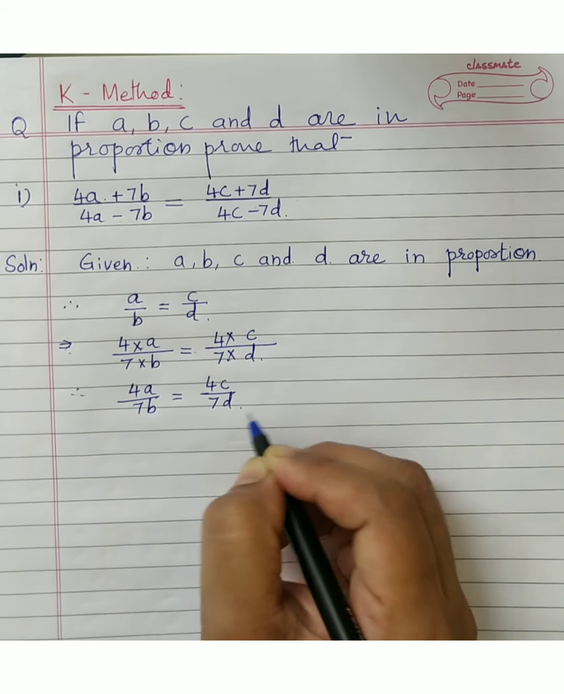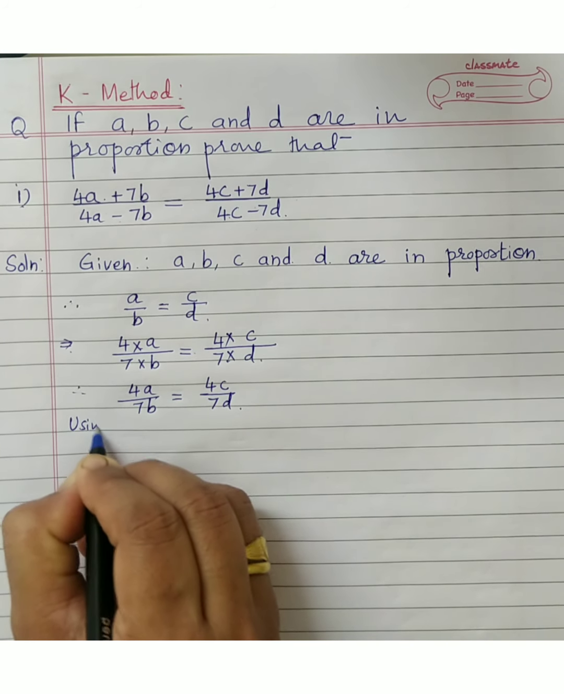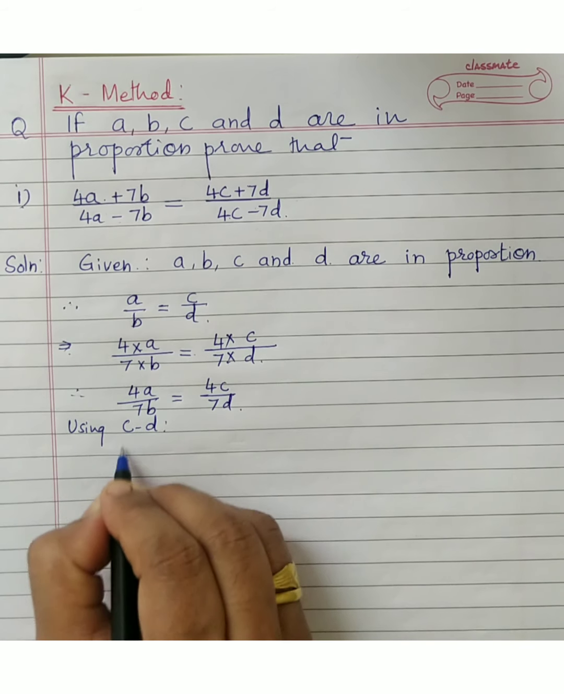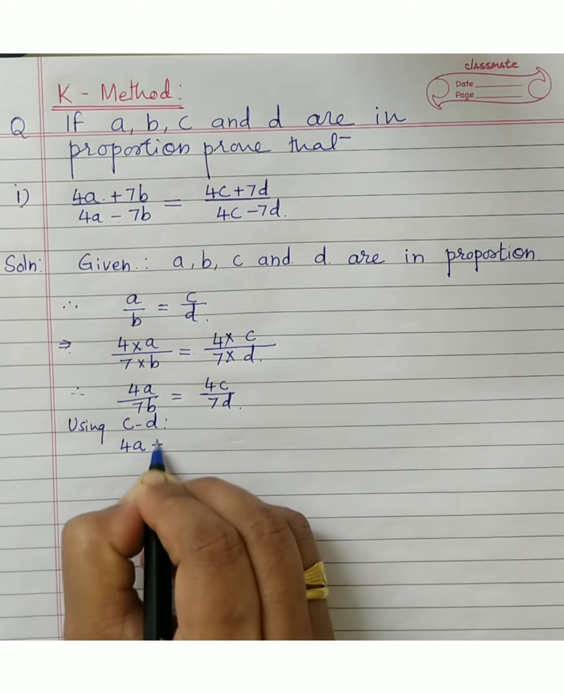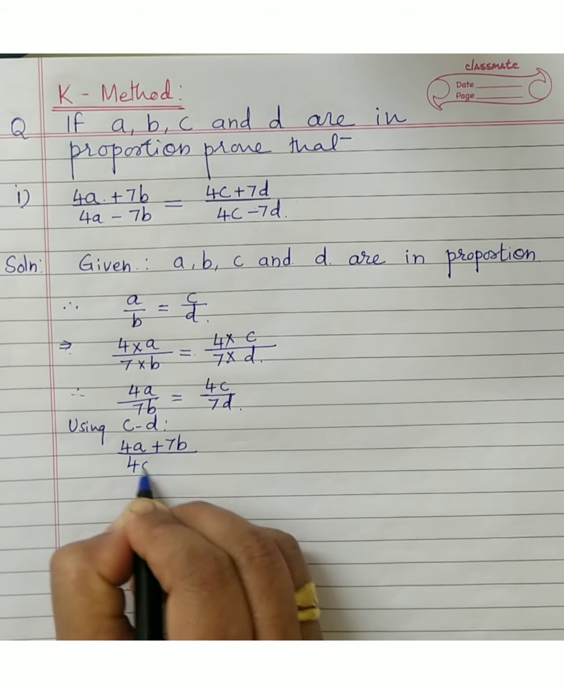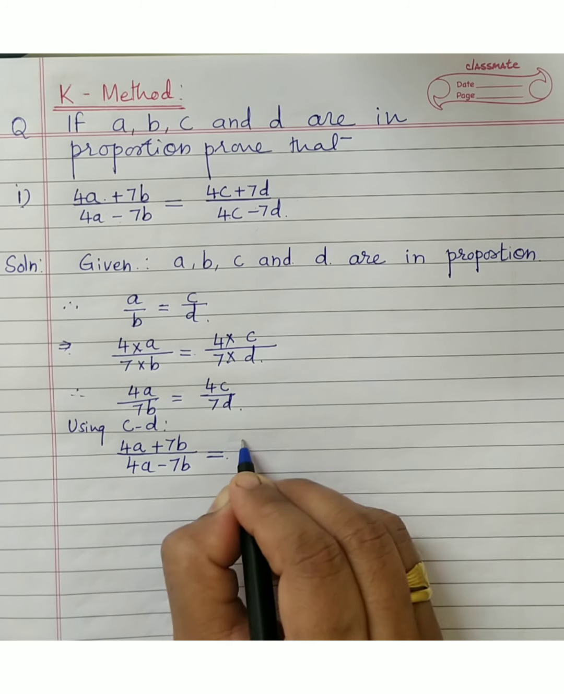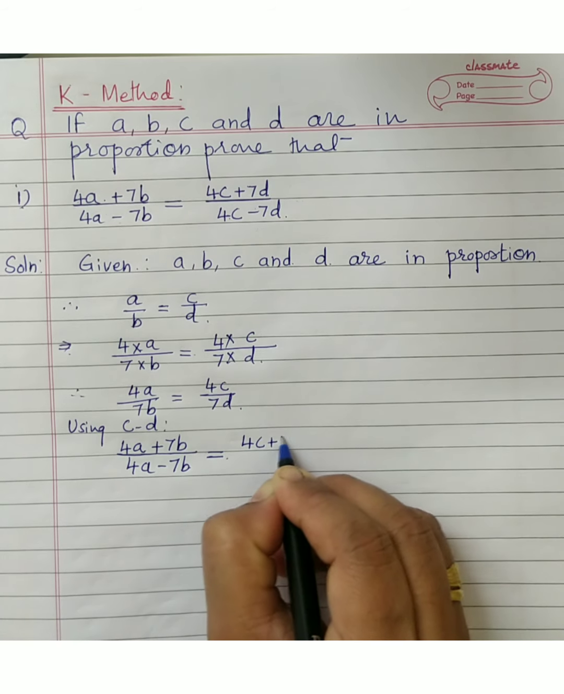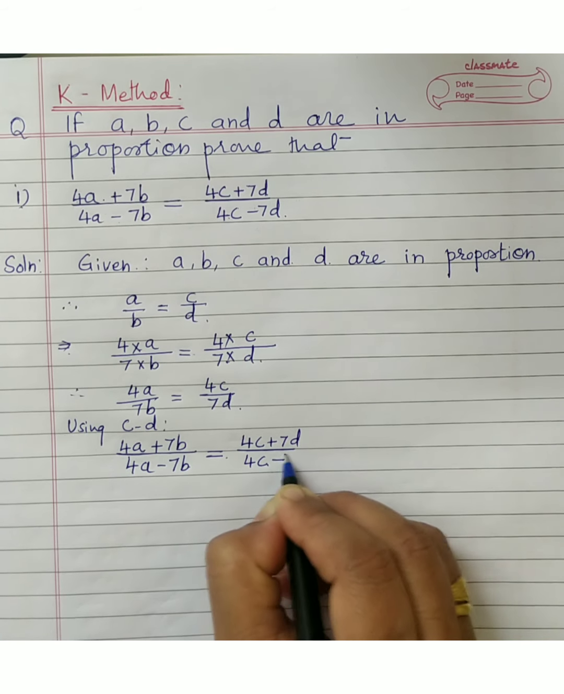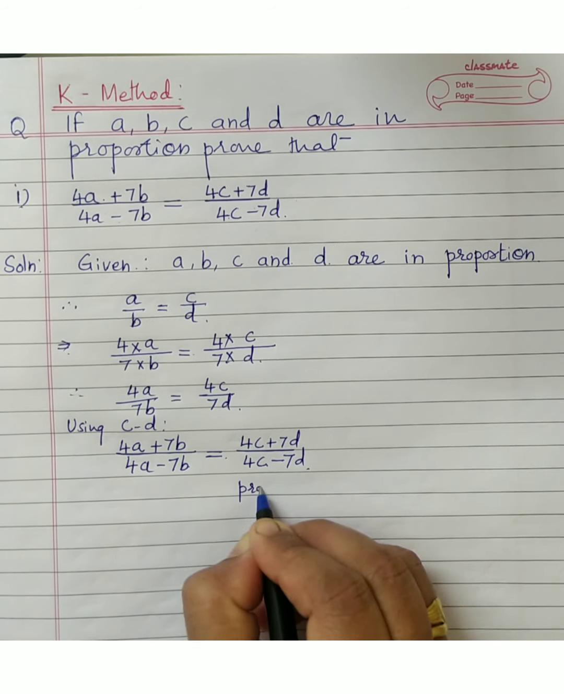Again the four quantities are in proportion. Now simple, apply componendo dividendo. Using componendo dividendo, what will we get? 4a plus 7b, numerator plus denominator, upon 4a minus 7b, numerator minus denominator. Likewise on the right hand side, 4c plus 7d upon 4c minus 7d. So have we proved it? Yes, we have proved it.